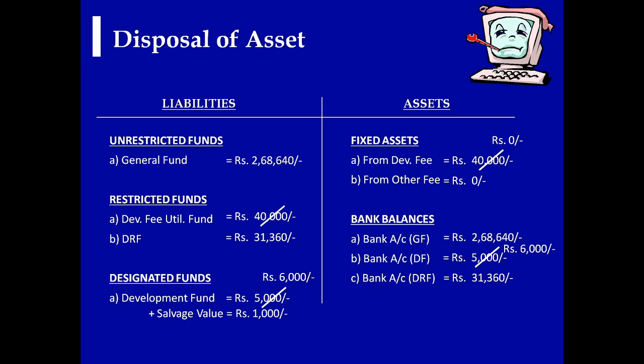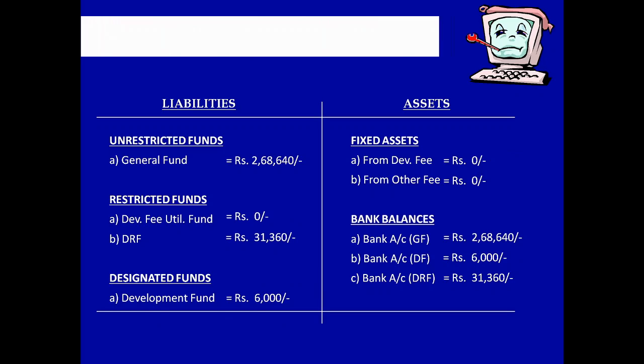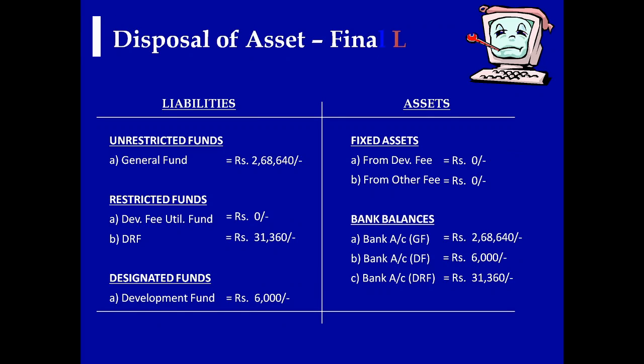And since we have reduced the fixed asset schedule, the development fee utilization fund has also come down to 0. So you see, as soon as you had purchased the asset, this development fee utilization fund increased by 40,000, and this is just a reverse entry of that. So as soon as you sell this asset, it has again come down to 0. So this is what my final balance sheet looks like.